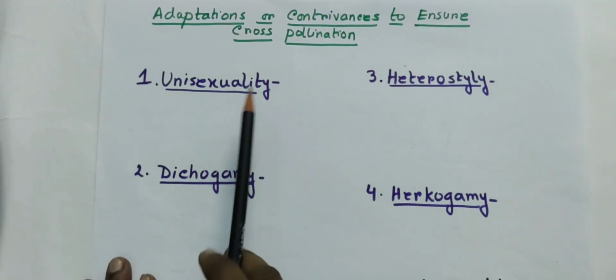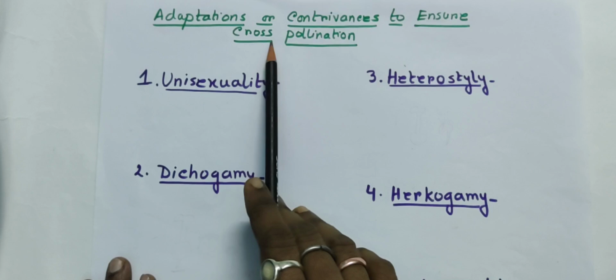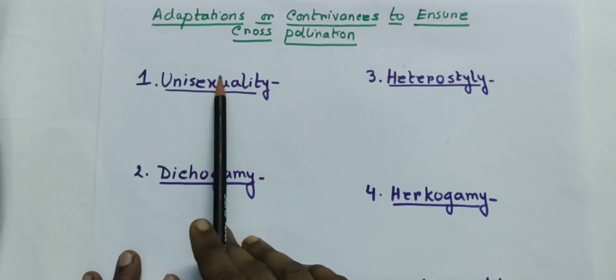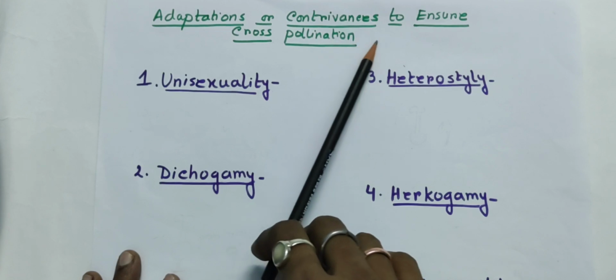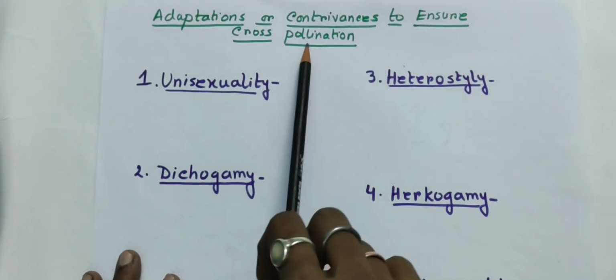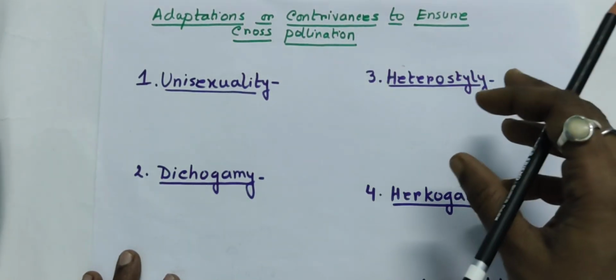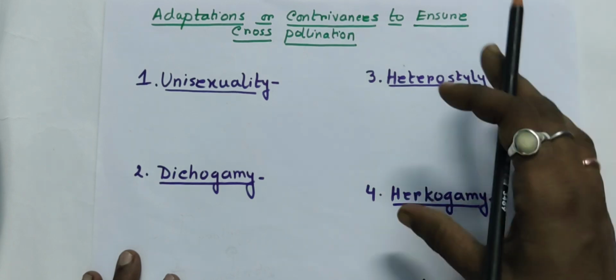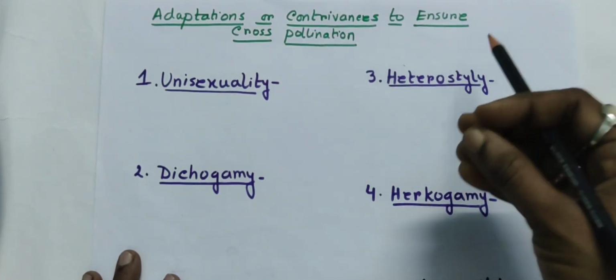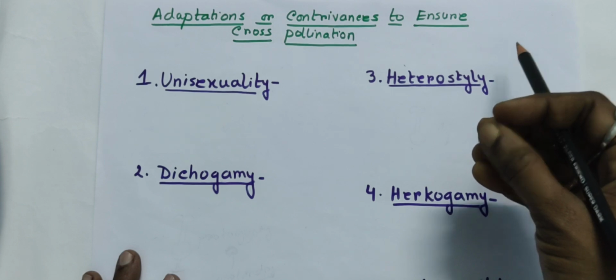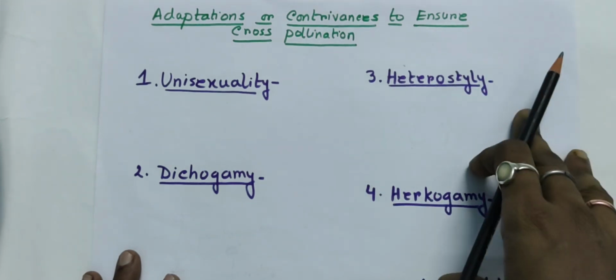Now this is my last topic in this chapter on pollination, that is adaptations or contrivances to ensure cross pollination. That means some plants may be bisexual, but there are some conditions that provoke them to perform cross pollination. So there are some points.